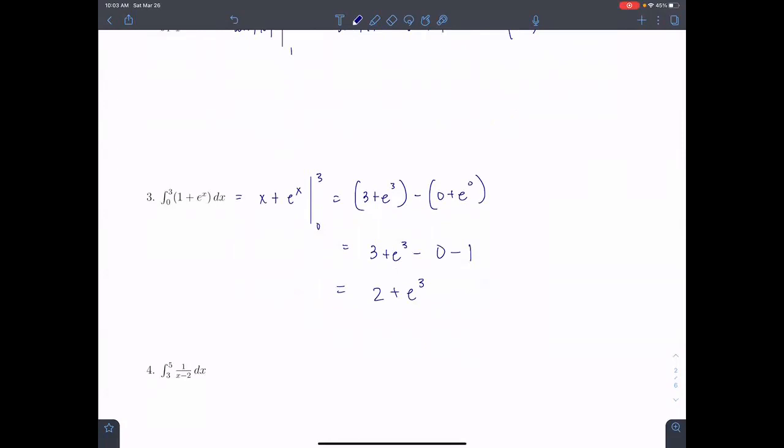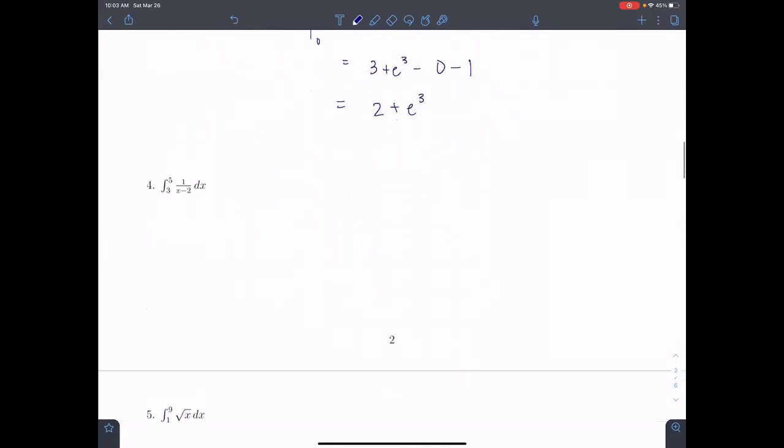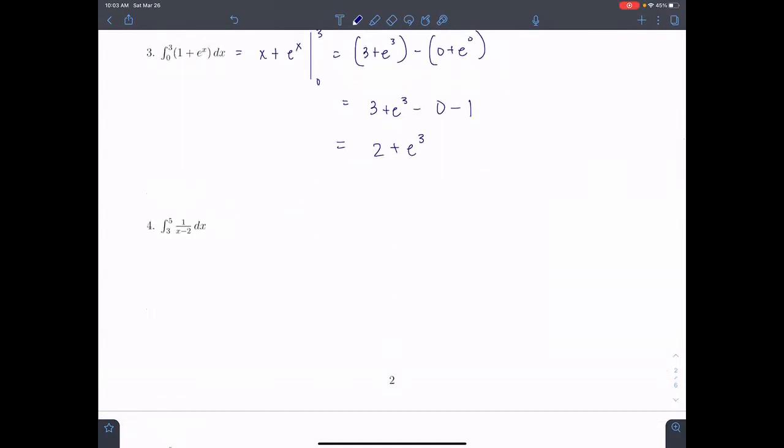All right. Number 4, we have the integral from 3 to 5 of 1 over x minus 2 dx. So we can actually do this. This would be equal to the ln of x minus 2, since the derivative of that is just 1, we were fine to just do that. And then we're going to evaluate from 3 to 5, top minus bottom.